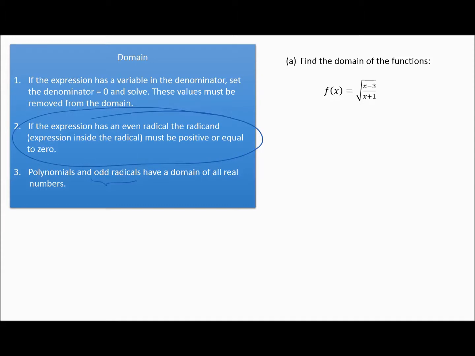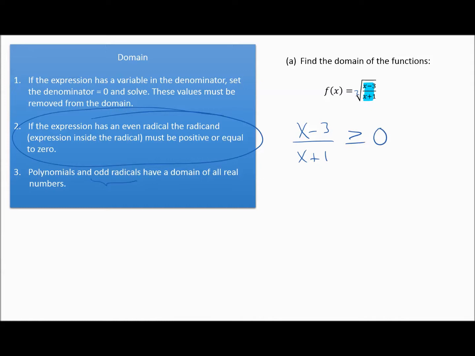If the expression has an even radical, like the one to your right, it is a square root, so we know there's an implied 2 right there, which is an even number. What's underneath, the radicand, so let me highlight the radicand for you. That's this stuff right here, basically without the square root. The radicand must be greater than or equal to 0. That's what positive or equal to 0 means, okay? So what I'm going to do is set the stuff underneath the radical, x minus 3 over x plus 1, to greater than or equal to 0.